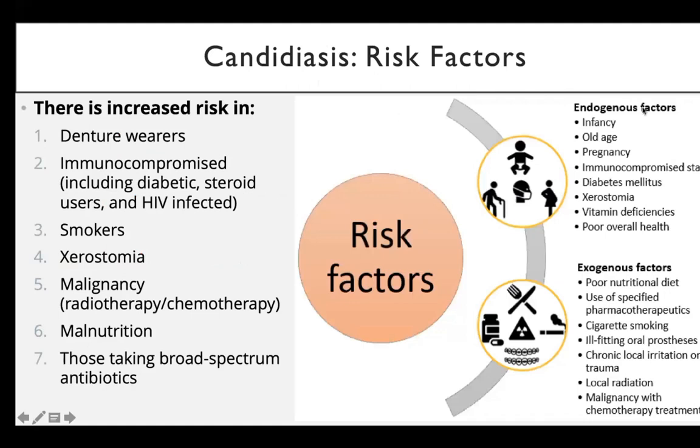What are the risk factors? There are two types of risk factors: endogenous risk factors and exogenous risk factors. What are endogenous risk factors? Those which you cannot control. You cannot change infancy. You cannot change your age, old age. You cannot change the pregnancy of the mother because she wants to get pregnant and she wants a baby. So these are endogenous factors, not easily modifiable. Immunocompromised state, once a patient has diabetes or obesity, is very difficult to change. So the state is immunocompromised.